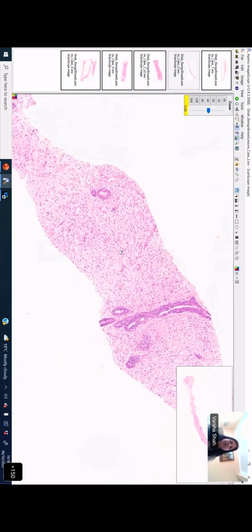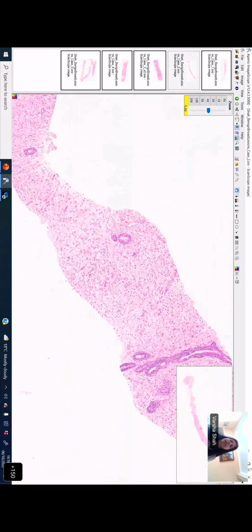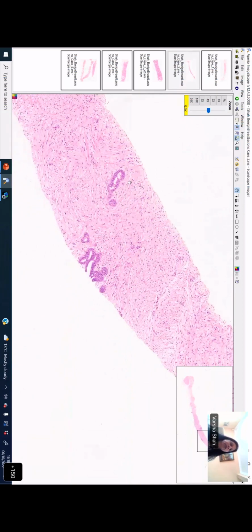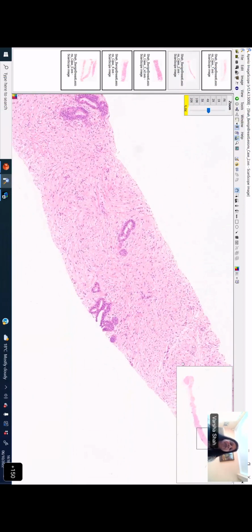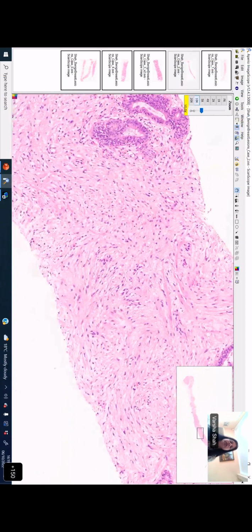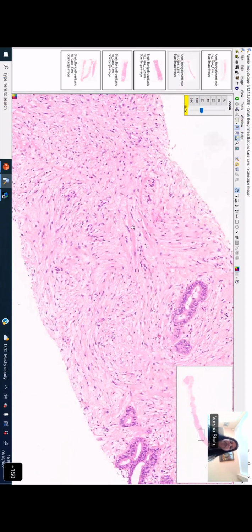So now the main question is, what is this stroma here? And it looks cellular. Let's go high power. So if you call it cellular fibroadenoma, it's completely fine. Call it benign, as long as you didn't call it a phyllodes tumor. That's the main thing. What are these cells, what do they remind you of?